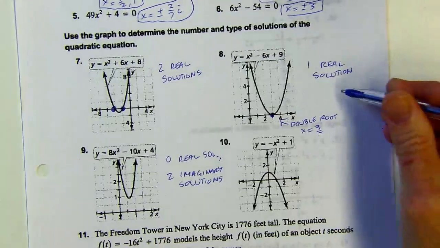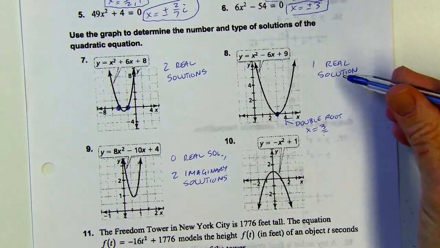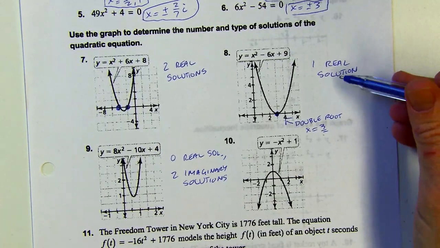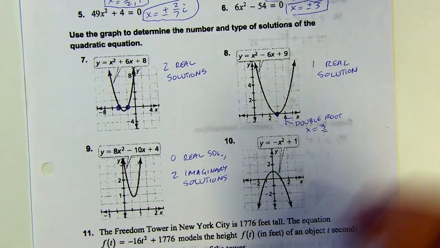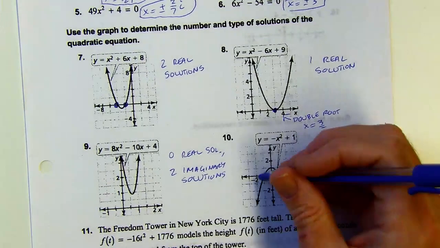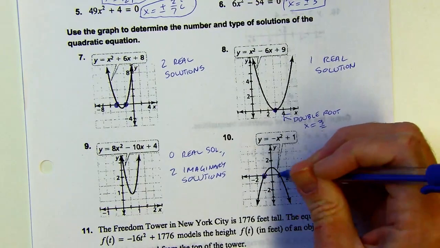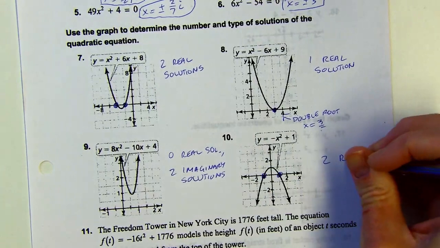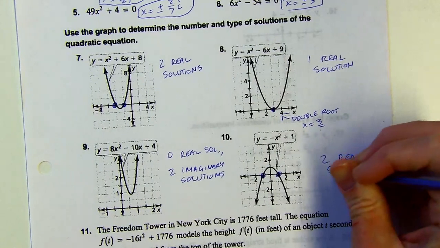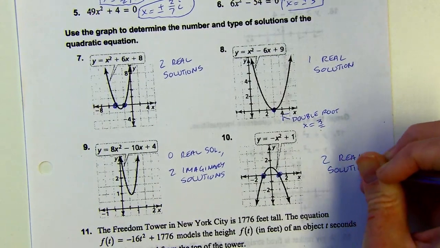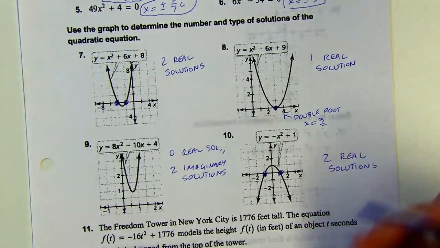And that's why I wanted to show you that that one's a double one, because we actually do have 2 solutions in a sense, because it's the same one repeated. Okay, this one we've got 2 solutions there and there, so 2 real solutions. The x-intercepts are real solutions. Any other solutions are going to be imaginary. Okay.